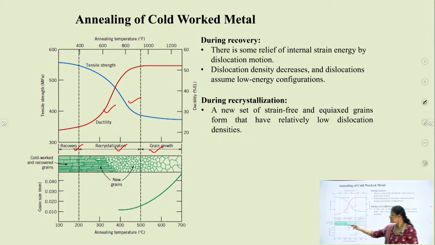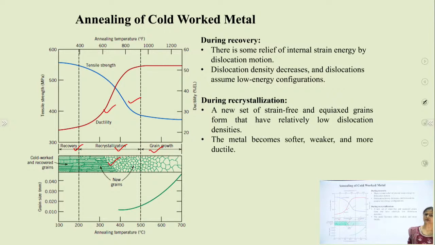When the stage changes from recovery to recrystallization, from this figure we can easily see that the deformed worked metal recrystallizes, and older grains disappear and newer equiaxed grains form during the recrystallization. These are the strain free grains, and the metal becomes softer as the tensile strength decreases and ductility increases. The metal becomes softer, weaker and more ductile.